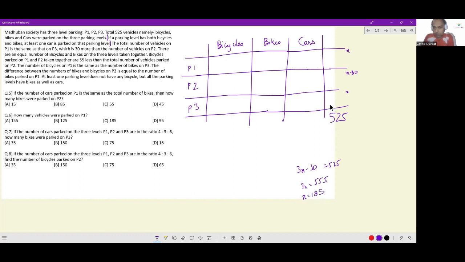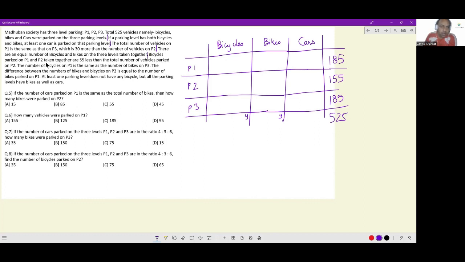Okay. So here we have 185 vehicles, here we have 155 vehicles, and here we have 185 vehicles. This is known. Up until here we have done understanding. There are an equal number of bicycles and bikes on the 3 levels taken together. Bicycle and bikes, they are equal. So let this be Y, let this be Y. The summation of the columns are identical.